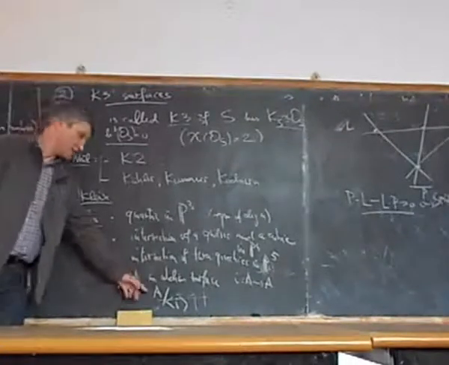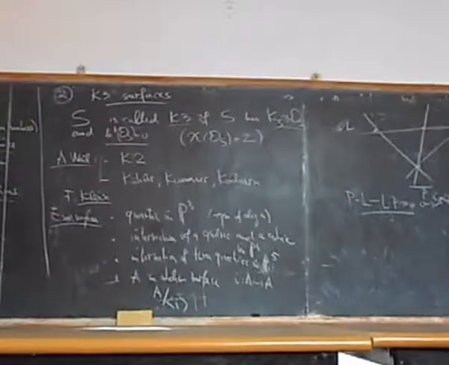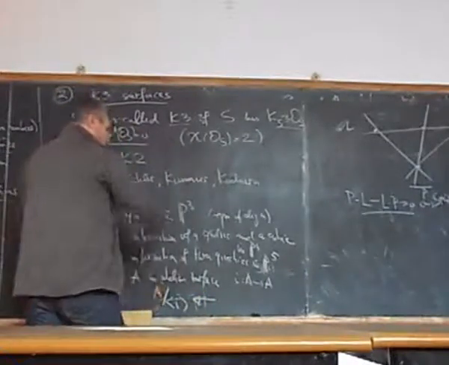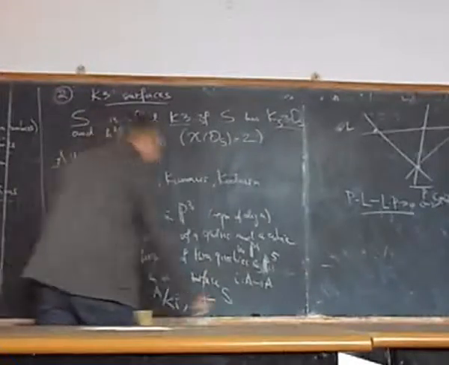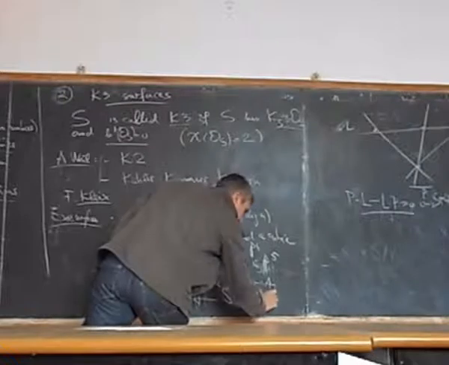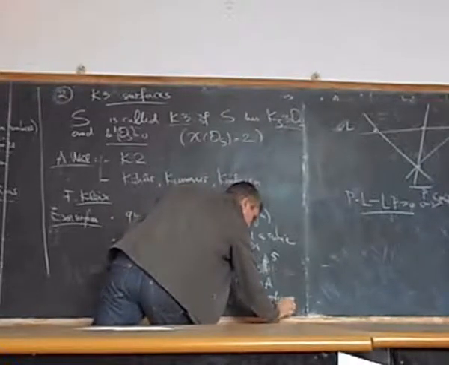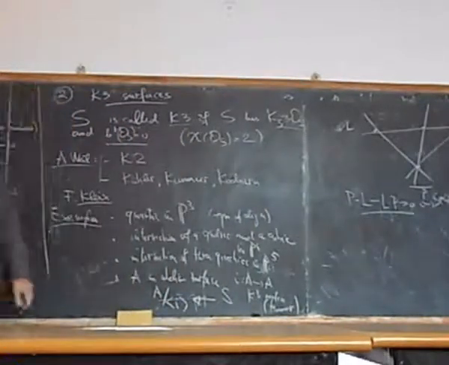But in algebraic geometry, whenever we have a bad object which is singular, we can desingularize. So we can desingularize by blowing up these 16 points. And what we get here is a K3 surface, which is called the Kummer surface associated to the original abelian surface.